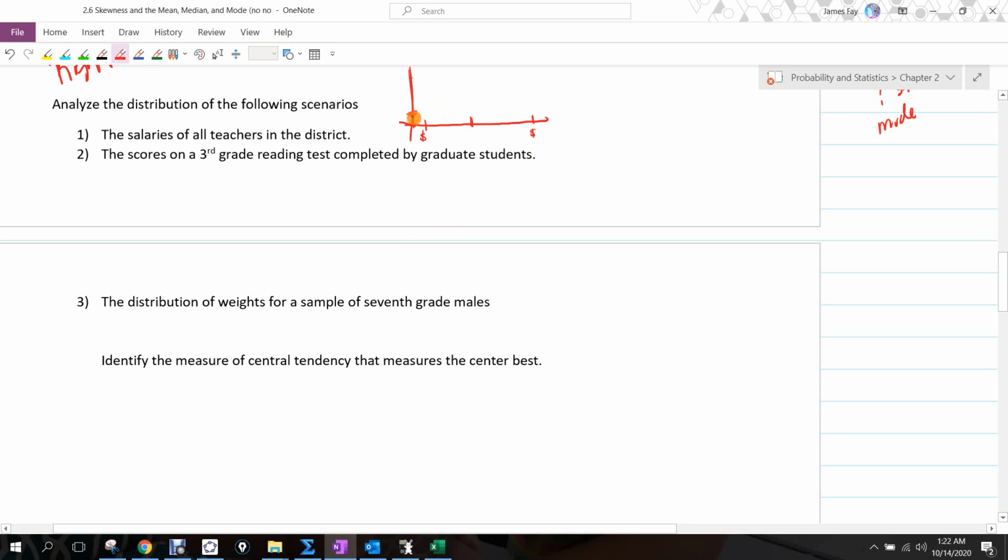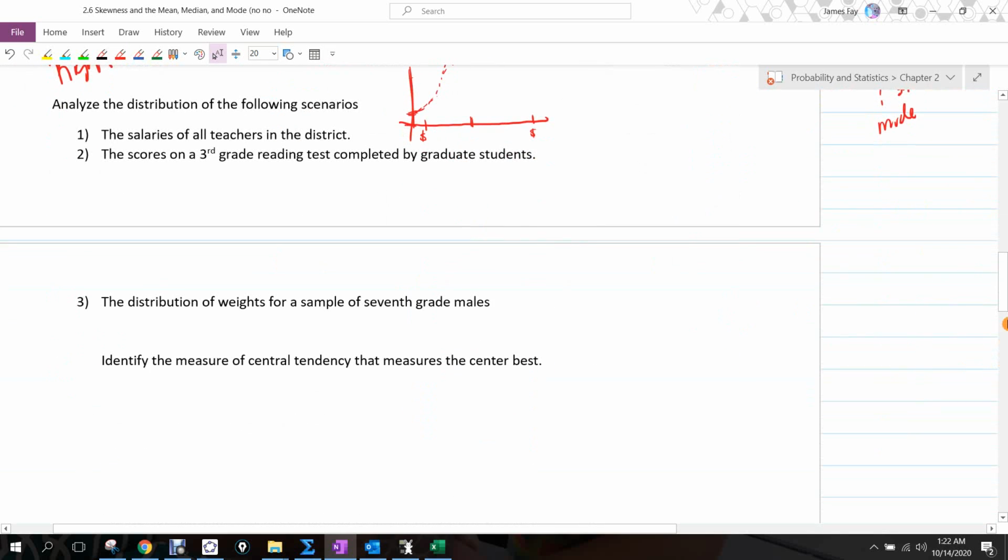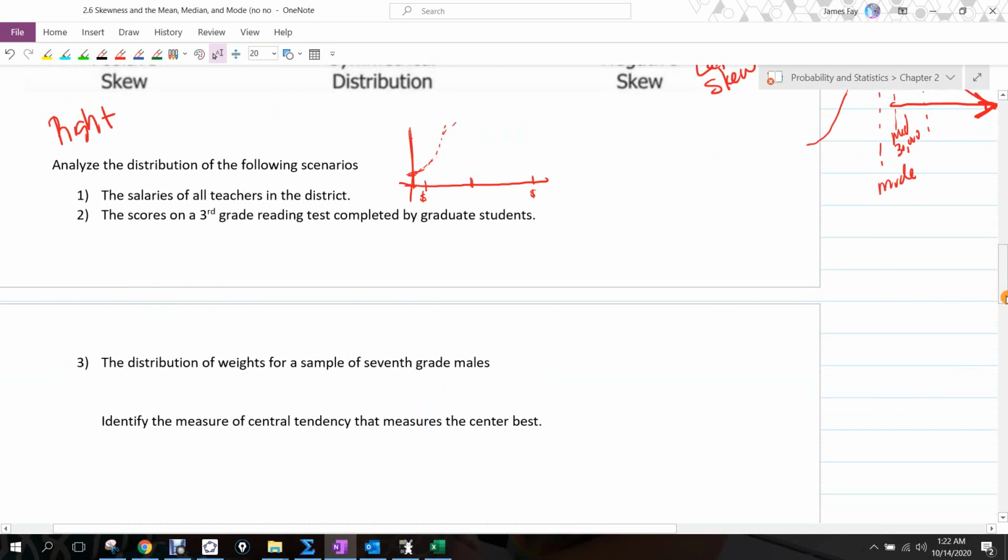So what happens here is that we have a distribution that would look kind of like that. And that's going to be a symmetric distribution. So the salaries of all the teachers in the district is going to be a symmetric distribution.